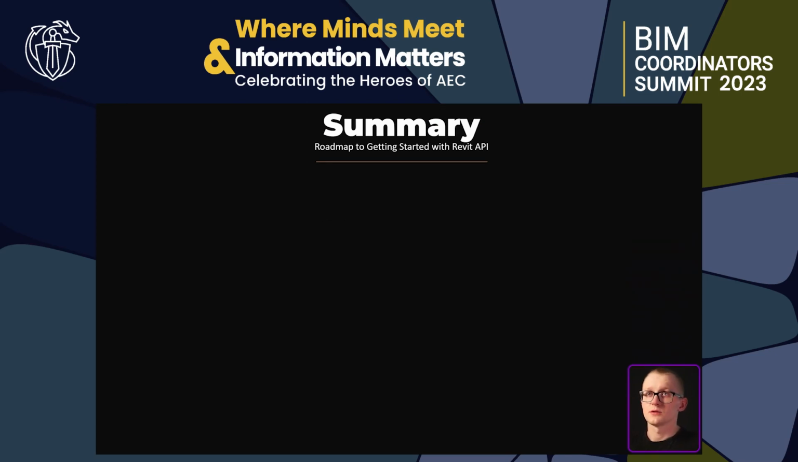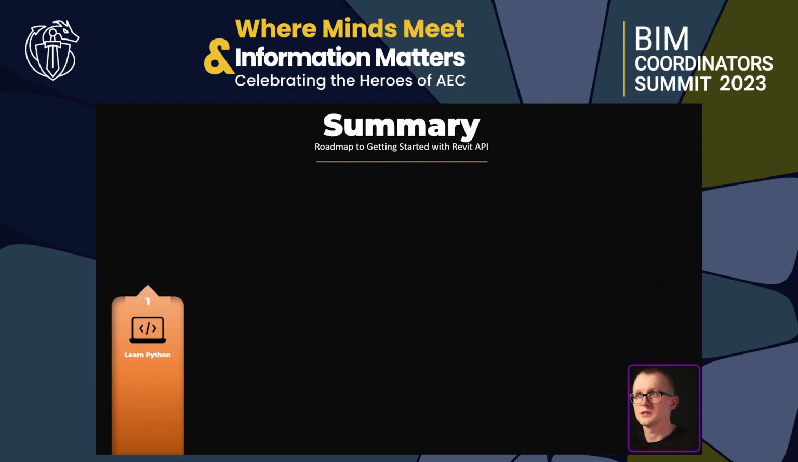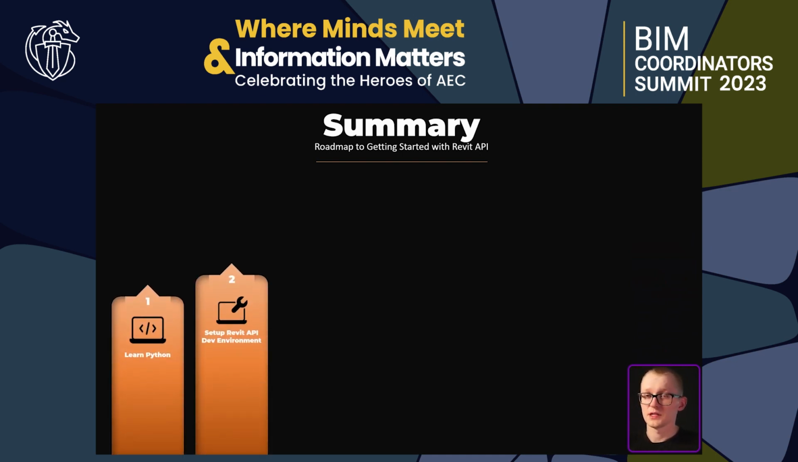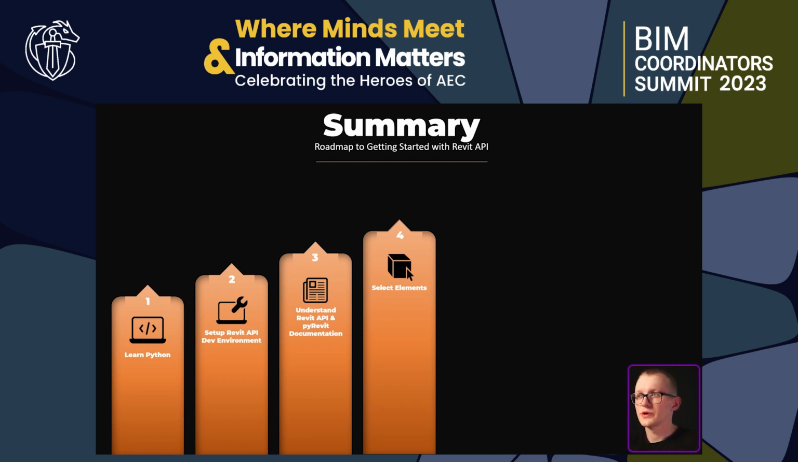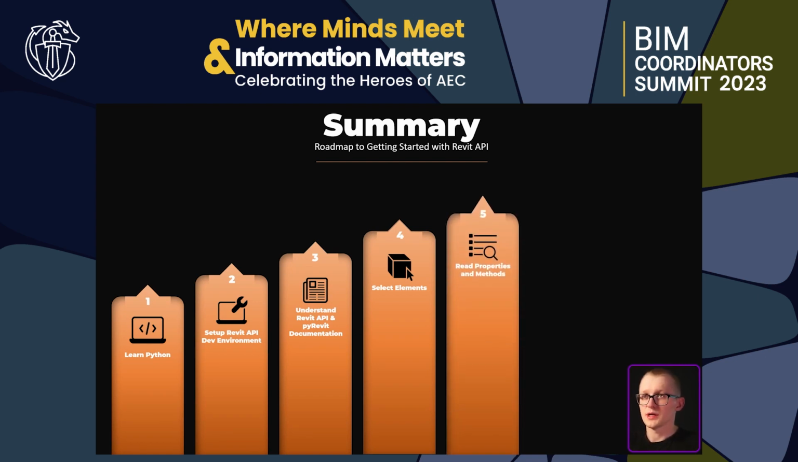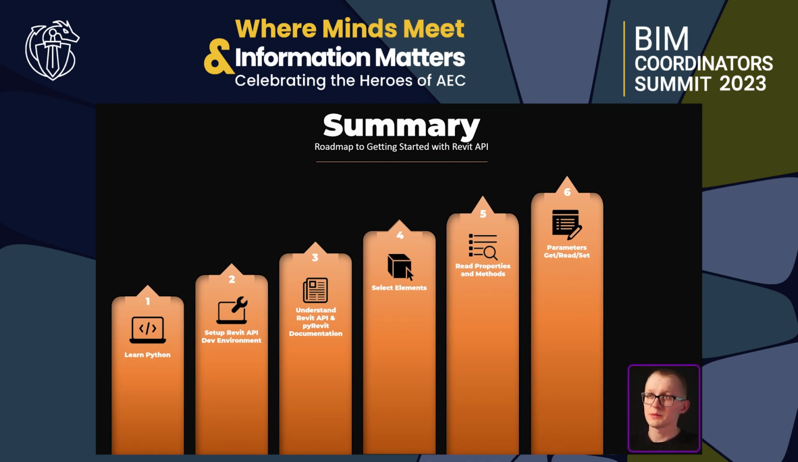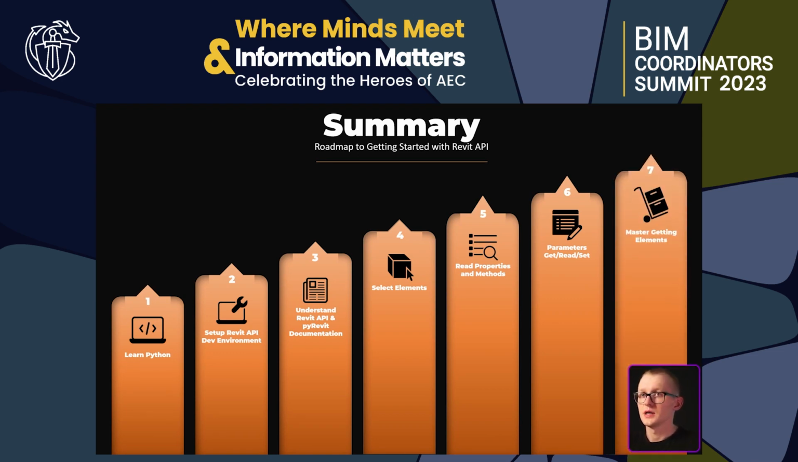And this was the last step, so let's summarize our roadmap to getting started with Revit API. The first step was we need to learn Python. Then we need to set up our Revit API development environment. After that, you need to understand how to read Revit API and Revit documentation. Then learn how to select your elements with Revit API and how to read their properties and methods. After that, you can learn how to work with parameters, especially you need to understand how to get, read, and set project and built-in parameters. And lastly, master getting your elements. And by following these 7 steps, you will be able to create a lot of tools for your office. And over time, you will increase complexity of your tools that you can create.